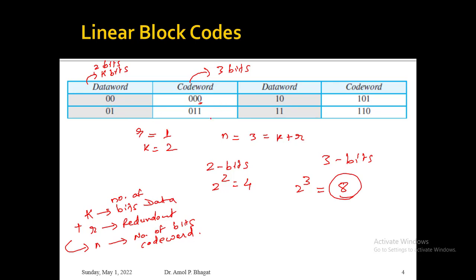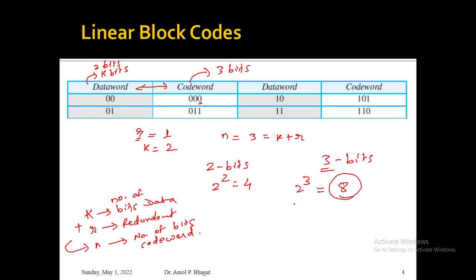But if you observe the code word, out of 8 combinations only 4 are utilized, because there is a one-to-one relationship between data word and code word. So some of the code words are not used. So these code words are called invalid code words, right? In case of linear block codes, why are these called linear block codes? Because of the valid code words. If you observe, the code word is of 3 bits, which are basically generated by combining data words with the redundant bits, right?